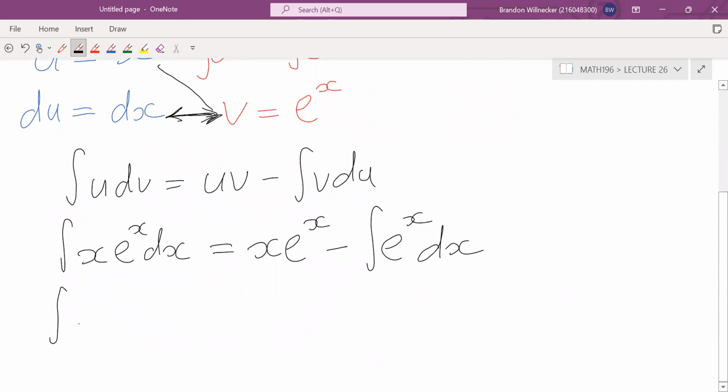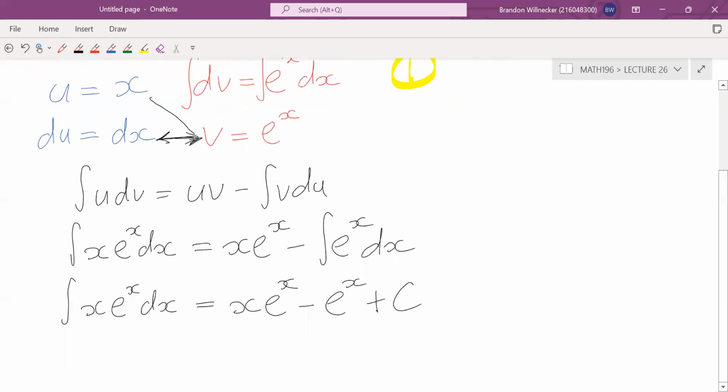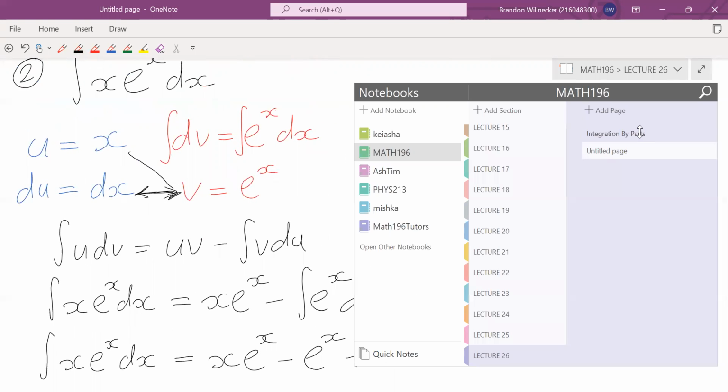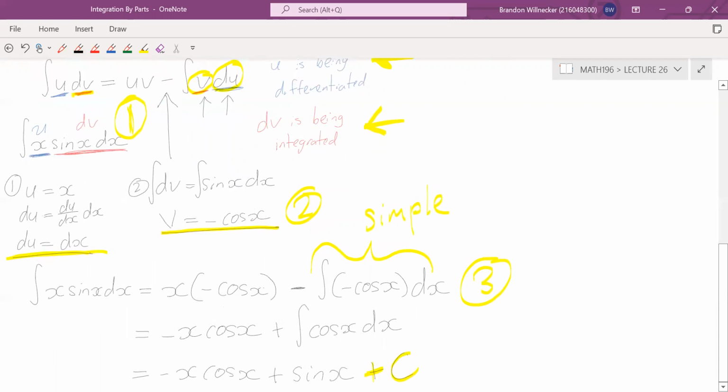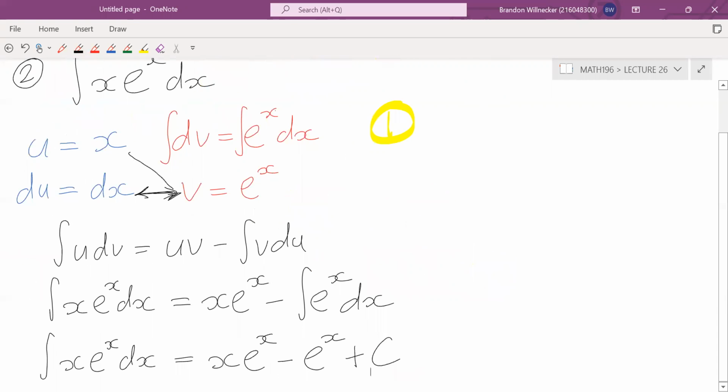So now we get the integral of x e to the x dx is equal to x e to the x. The integral of e to the x is just e to the x. So it's minus e to the x. And don't forget to put your plus c. Okay, so same as before. If I just look at the steps here, so that's step 1, step 2, and step 3. Okay, so same 3 steps as we had before.